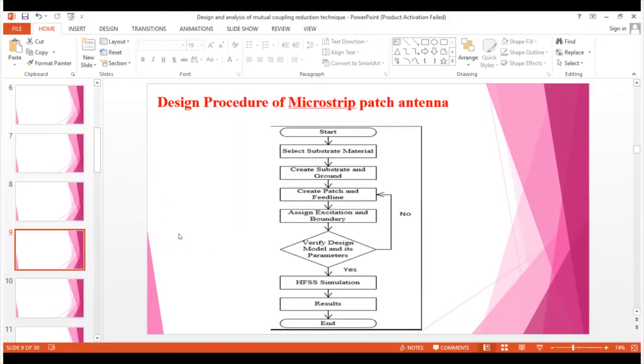Designing procedure of microstrip patch antenna. How to design the microstrip patch antenna? First of all, we start by selecting the substrate material. Then create the substrate material and ground. Then create the patch and feeding lines, like coaxial feeding technique, inset feeding, different types of feeding techniques can be used. Then assign the boundary extraction. Once we have assigned the boundary extraction, verify the design and model the parameters. If it is okay, then the HFSS simulation will be run. If not, then create the patch and feeding lines once again. Then the result will occur.